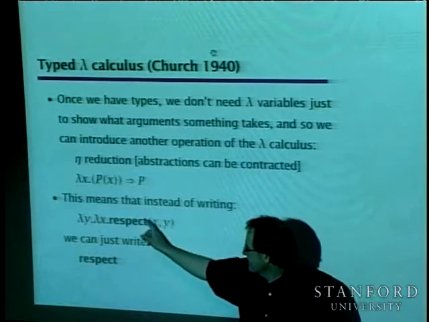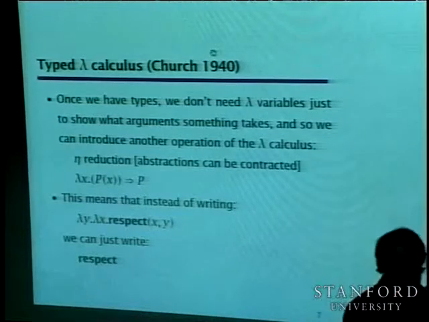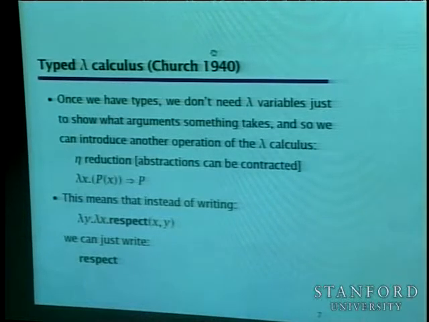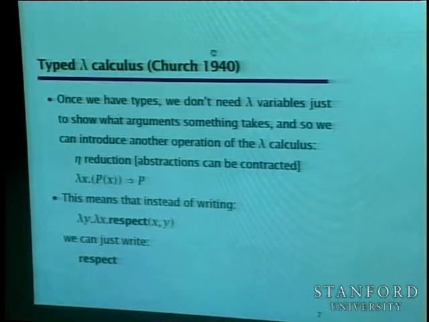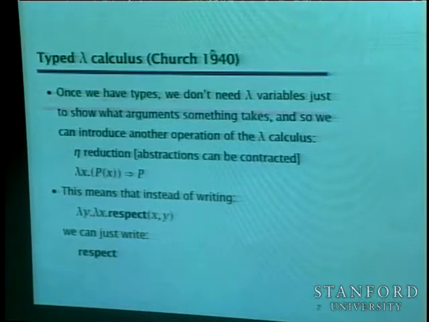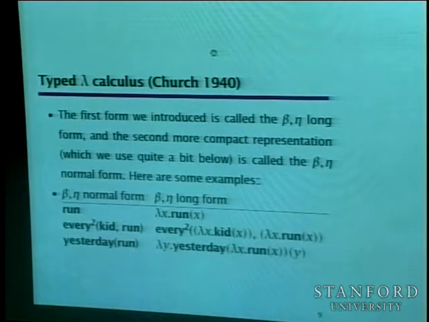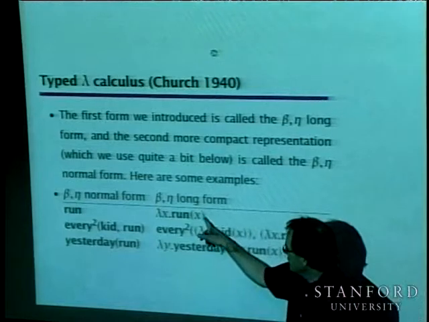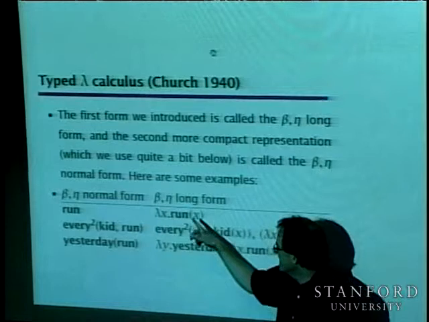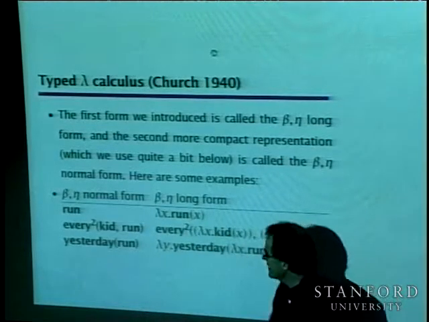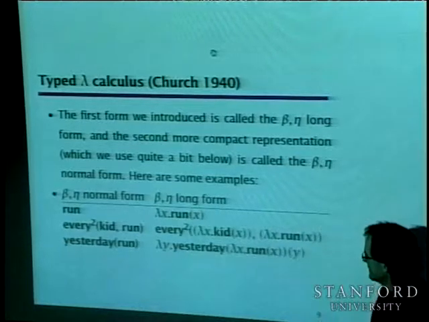So you don't actually have to write all these lambda arguments. You can just write respect, because it's just a fact about respect that it is a function that takes two individual arguments and returns a Boolean. That's just the nature of the function. And because of that, we can write things in a shorter form, which I'll show. This is referred to as the long form, where you're showing lambda abstractions of all the arguments and then how they're being applied. But the short form is just to write the function without excessive lambdas.